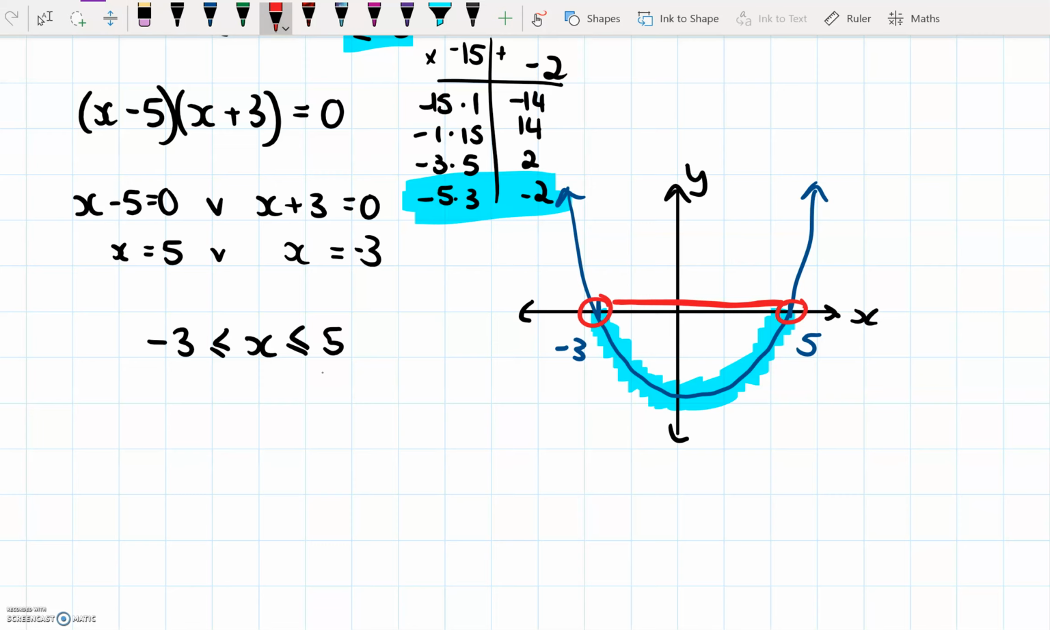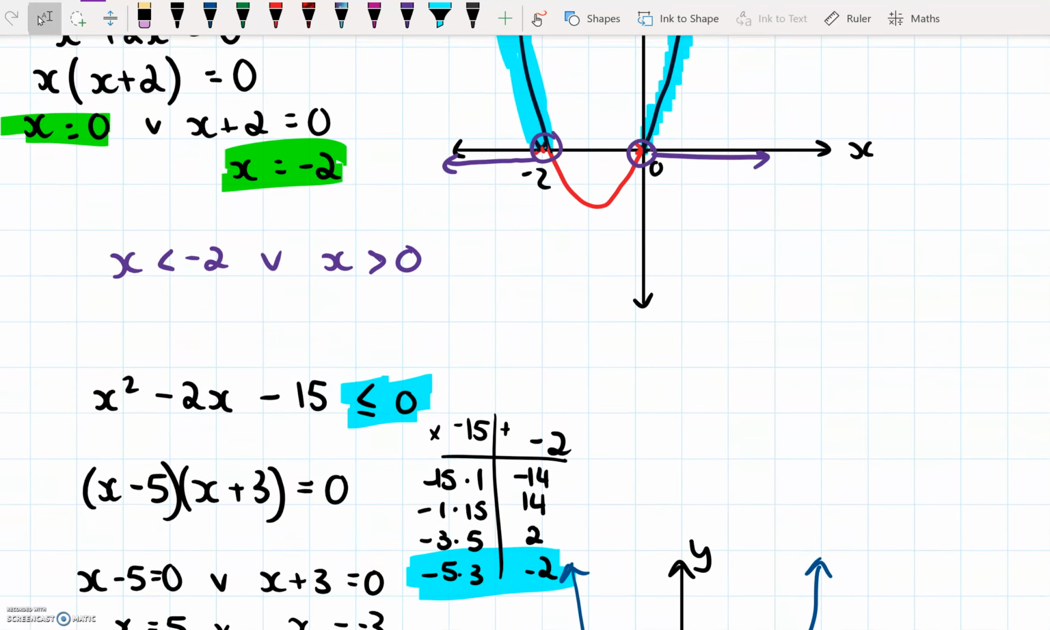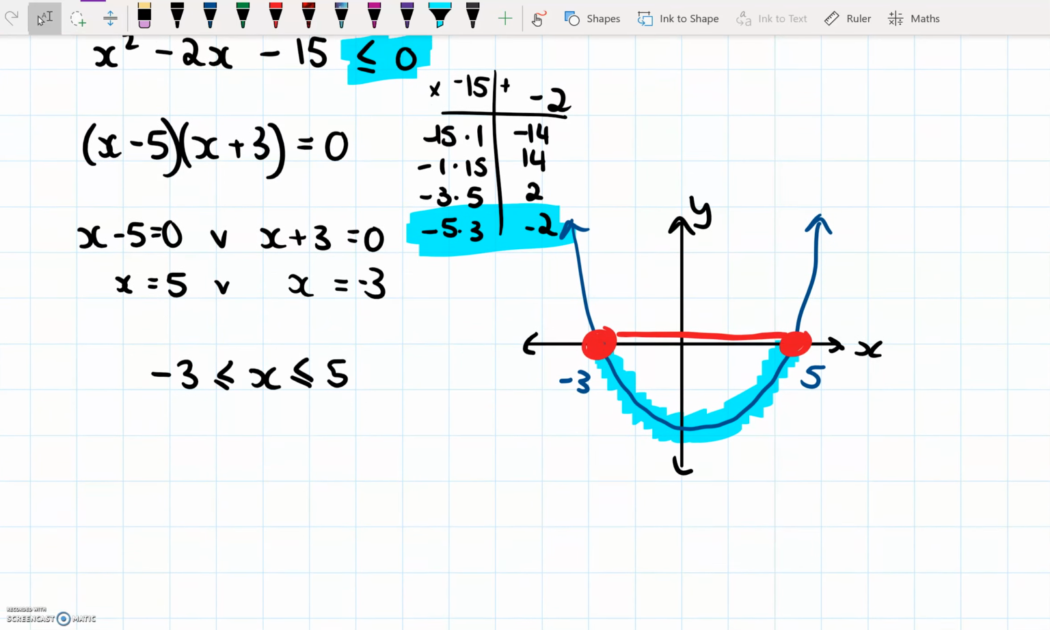Now, this was less than or equal to, so I've made a mistake here because I haven't actually colored my circles in. Make sure you do that as well. This is it. So no more difficult than what you were already doing. In fact, I think this is actually a little bit easier because you're only working with the x-axis.